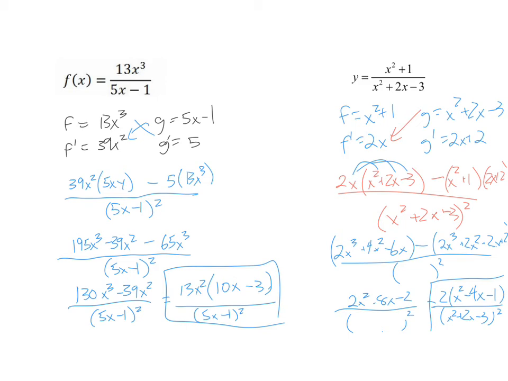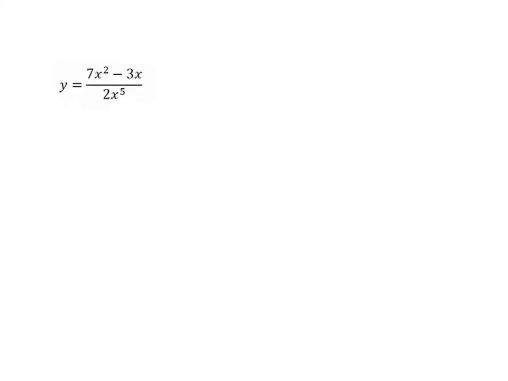Okay, so you can see it's a little bit messy in terms of the simplifying, but again, the process should be pretty straightforward. Do the derivative of each, plug it into the formula. In this case, remember we're doing g times f prime, take away f times g prime, divided by g squared. So that's the formula we're using for the quotient rule. You'll get it on your formula sheet, but it's good to have it memorized as well.